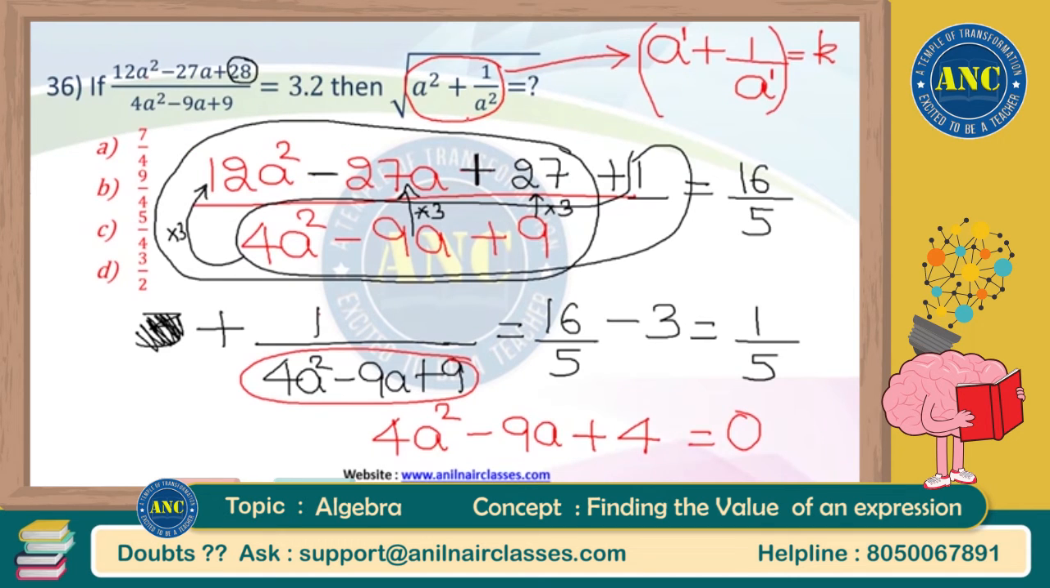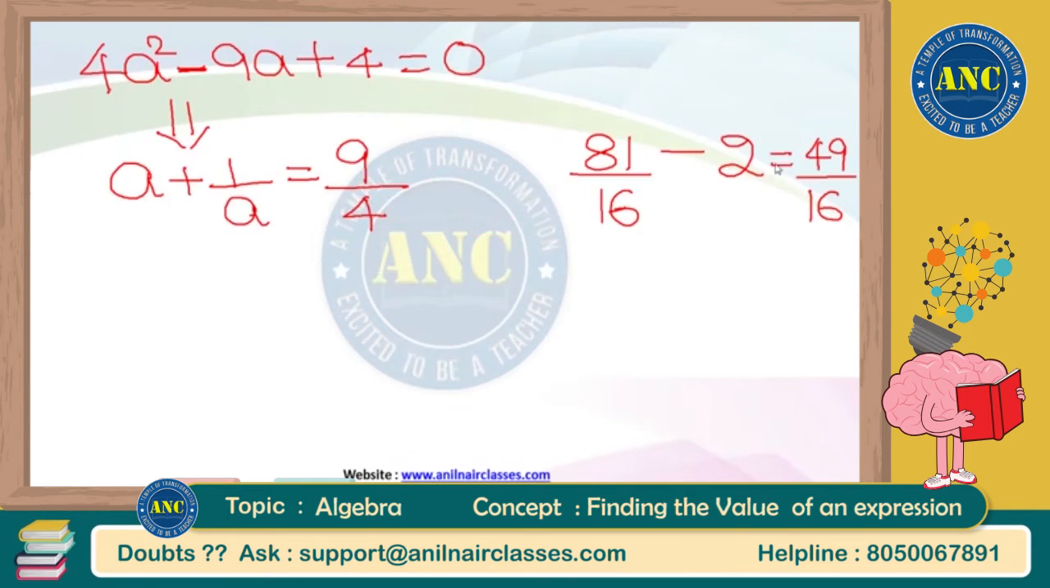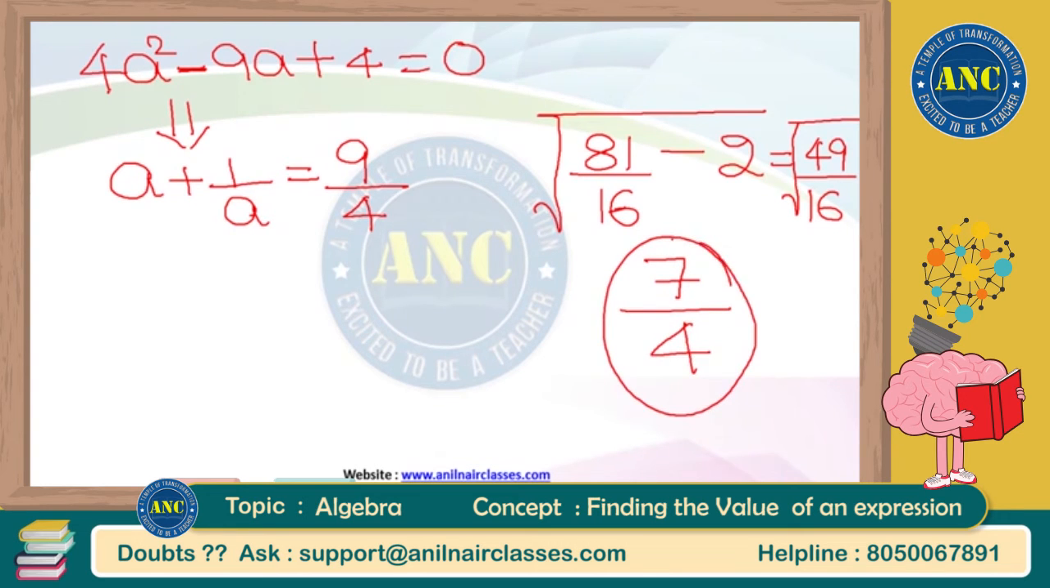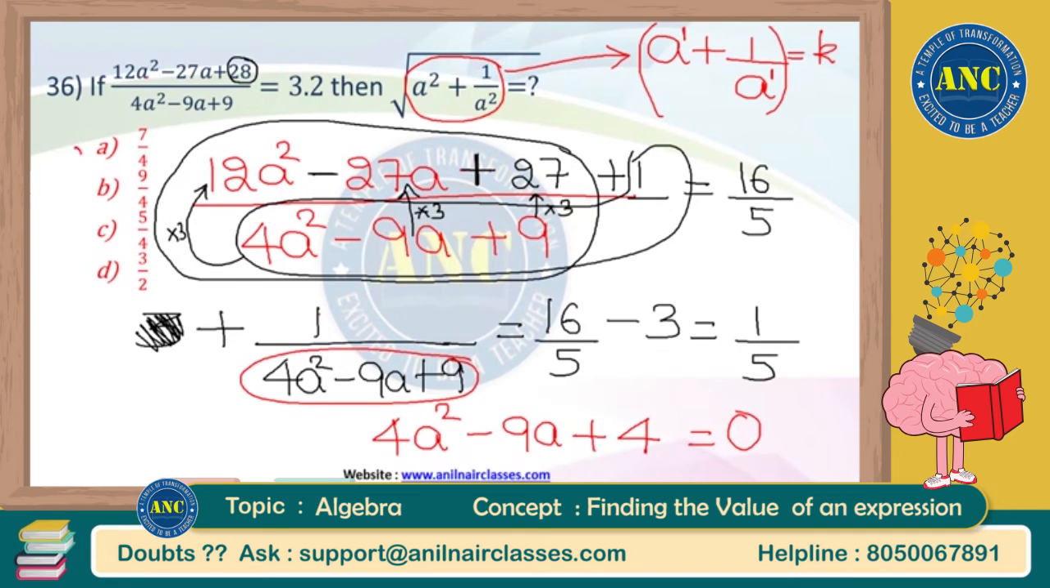But the question is asking you not to just find a square plus 1 by a square. They are asking you to find the square root of a square plus 1 by a square. This entire thing they want in square root. The square root of 49 is 7, the square root of 16 is 4. The answer for this beautiful question is 7 by 4.